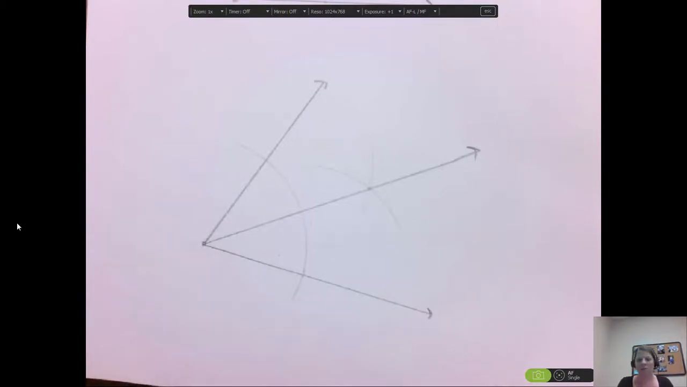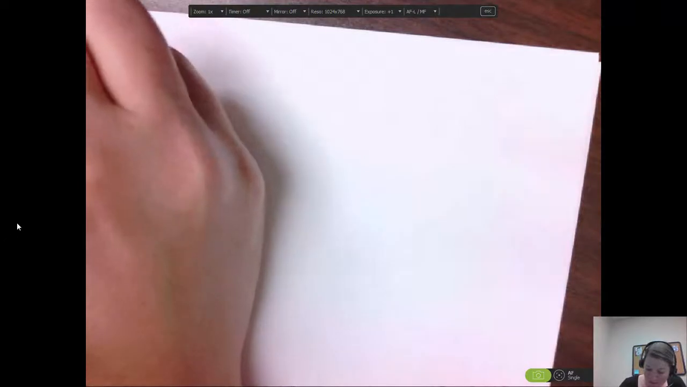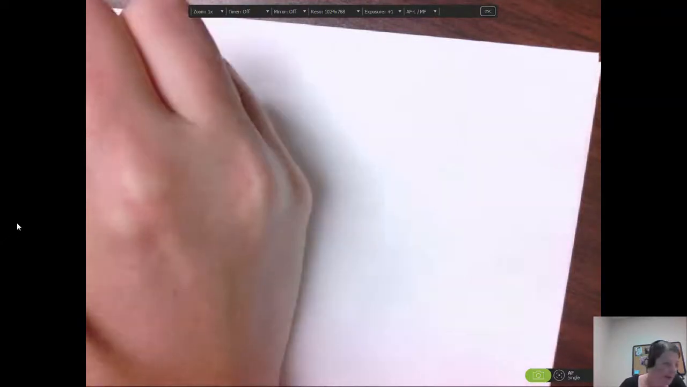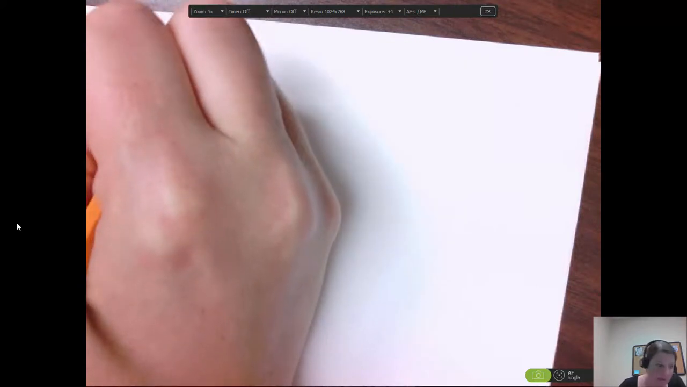So let's also go over the angle bisector. So this is the angle, oops, excuse me, addition postulate.